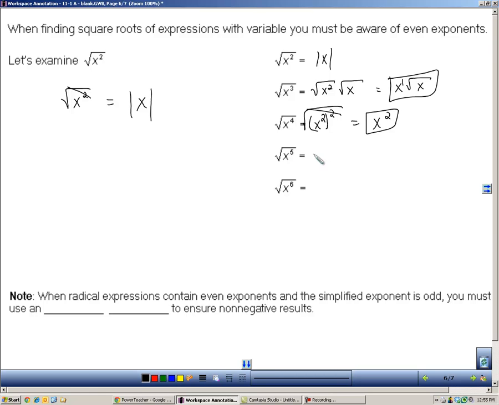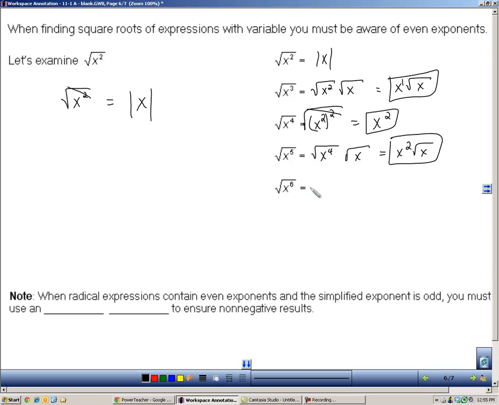How about x to the fifth? Well, that's the same as square root of x to the fourth times the square root of x. And we already know what the square root of x to the fourth is. It's x squared times the square root of x. So hopefully you're starting to see the pattern. When the exponent's even, you cut it in half. When the exponent's odd, you take a single square root of x out, cut the new even exponent in half, and write it that way.